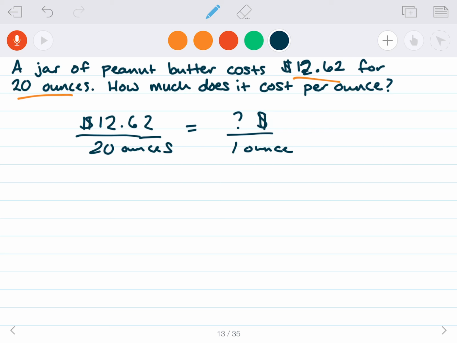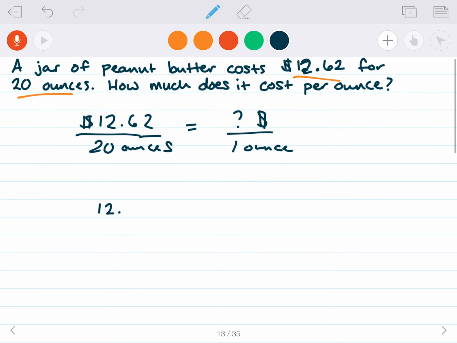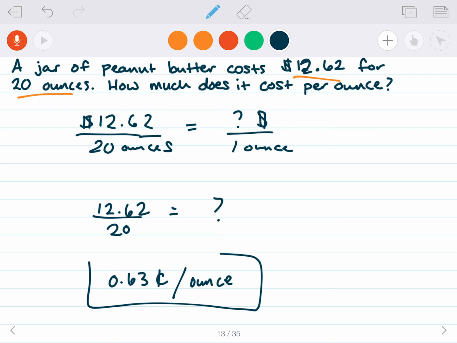Okay, let's go ahead and just transfer the numbers down since we have our units taken care of. We have $12.62 over 20 equals question over 1. Question over 1 is just question. And so $12.62 divided by 20. Okay, so that's going to be 0.631, so that's approximately 63 cents per ounce. You can put the 1 ounce, or you can just say 63 cents per ounce. Same thing.